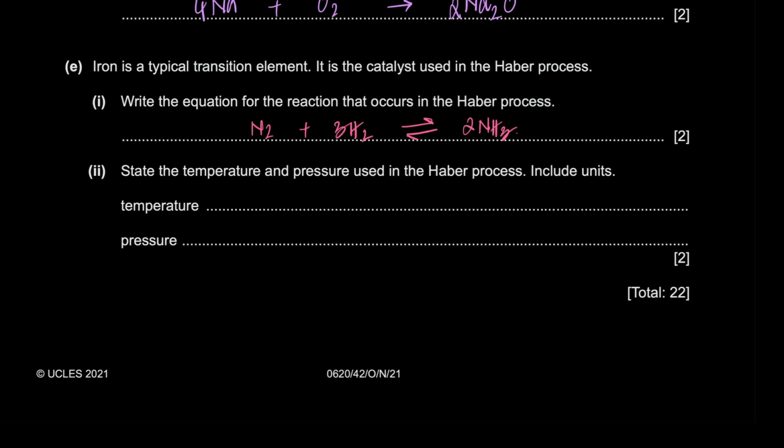State the temperature and pressure used in the Haber process. Temperature is 450 degrees Celsius. Pressure is 200 atmospheres.